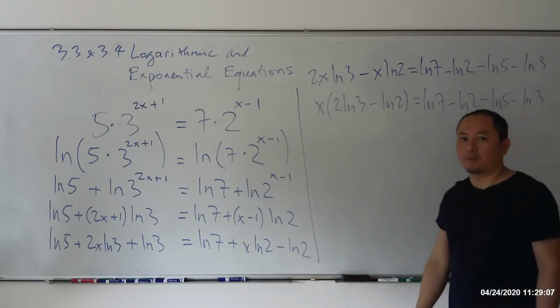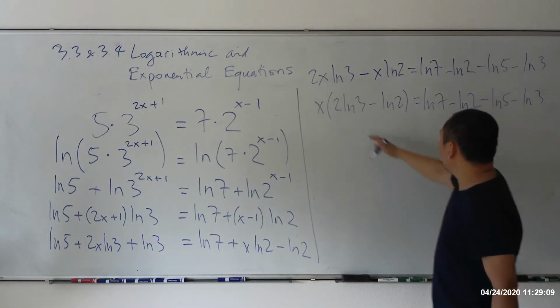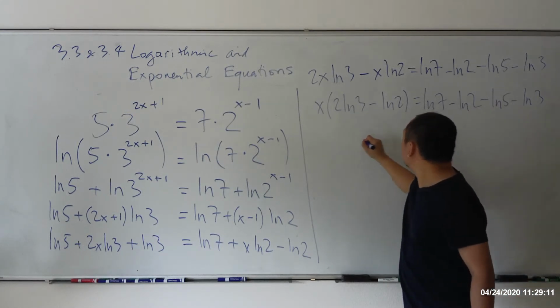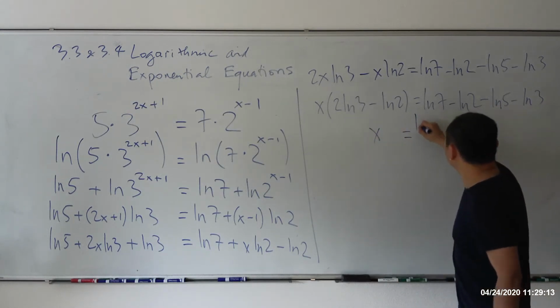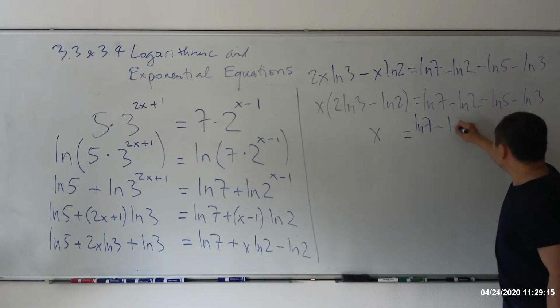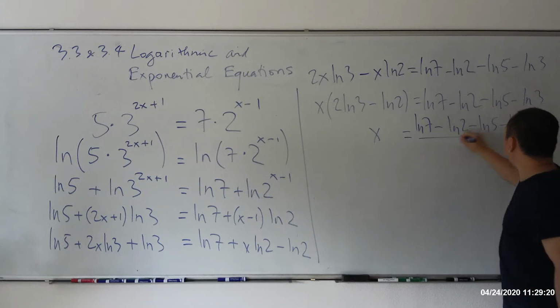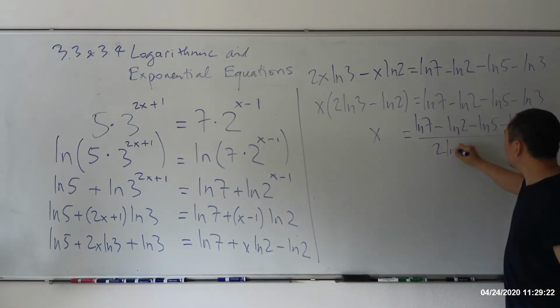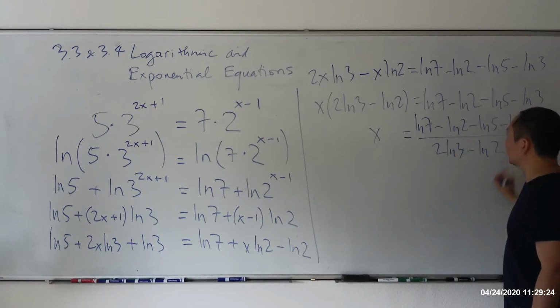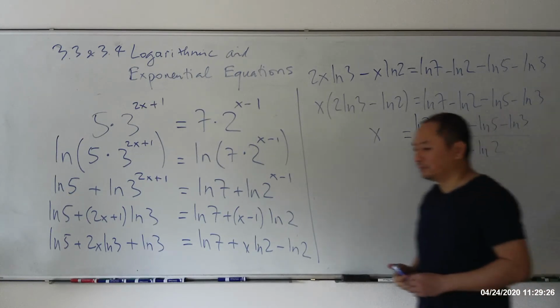You know what to do from here? You divide both sides by whatever you got in the parentheses. So x is equal to ln of 7 minus ln of 2 minus ln of 5 minus ln of 3, all over 2 ln of 3 minus ln of 2. And you have the answer.